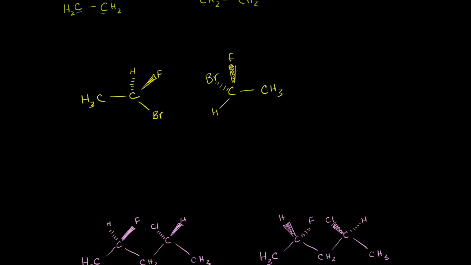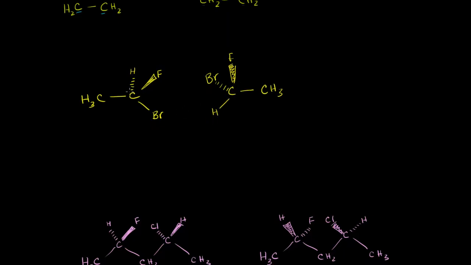You have the carbon, and not only are they made up of the same things, but the bonding is the same. So carbon to a fluorine, carbon to a fluorine, carbon to a bromine, carbon to bromine, carbon to hydrogen in both, and then carbon to the methyl group in both. But they don't look quite the same. Are they mirror images? Well, no. This guy's mirror image would have the fluorine popping out here, the hydrogen going back here, and then would have the bromine pointing out here.